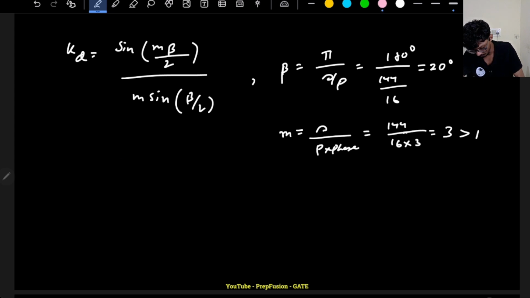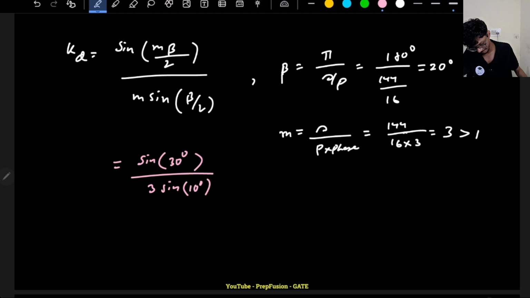So I will put the values here. Sine of 60 upon sine of 30 upon 3 into sine of 10 degrees. So 30 sine upon 3 upon sine of 10 degrees. So this is equal to 0.96, approximately. So this is my kd.